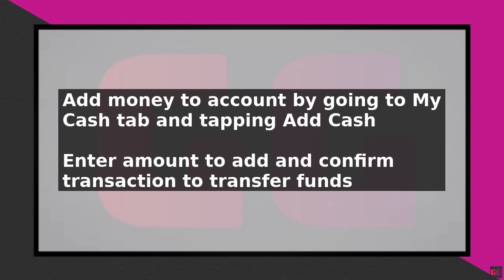To send money, go to the Cash App home screen and enter the recipient's phone number, email address, or $hashtag. Enter the amount you want to send and add a note to describe the transaction. Confirm the transaction and the money will be transferred to the recipient's account.